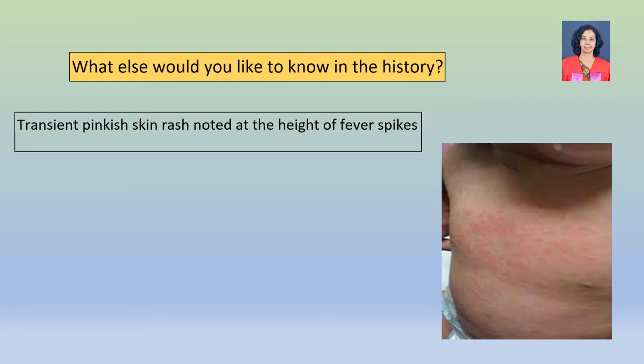All right. In further questioning, the mother also complained of a transient pinkish skin rash which was noted at the height of fever spikes. The rash was not seen throughout the day. It was seen mostly towards the evenings during this illness. All right, so we'll move on to the rest of the history.